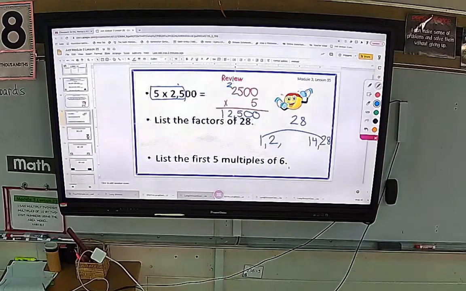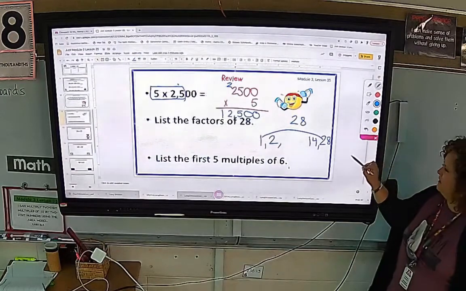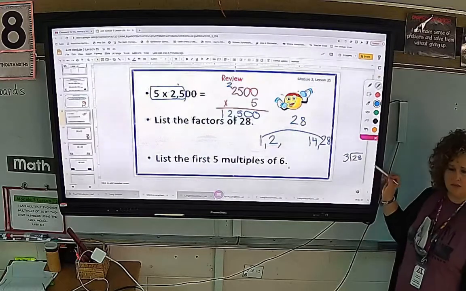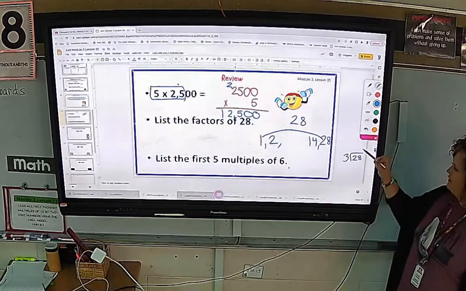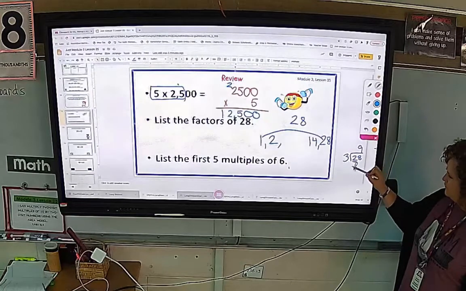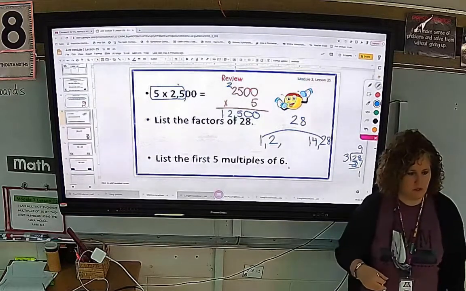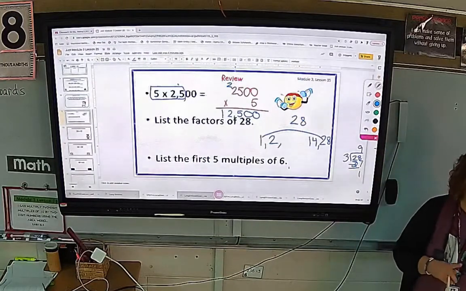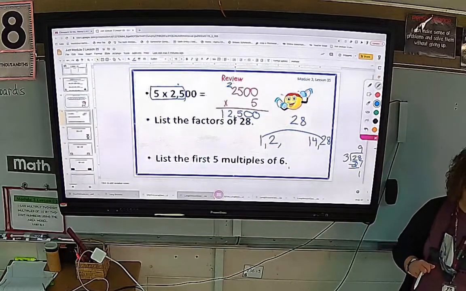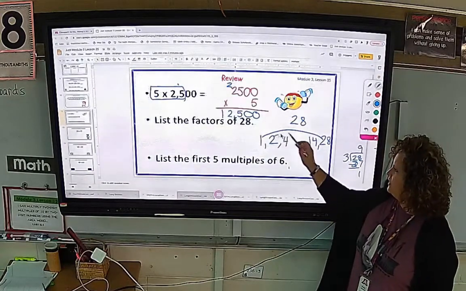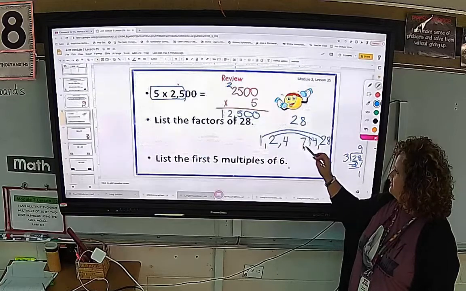All right, let's go to the next digit. Let's go to 3. Can we divide 28 by 3 evenly? No, I don't think so, but what's the closest we can get to 28? 27. It's not going to work out evenly. So no 3s. It's close. Now, 4. You should know 4 too. 4 times what is 28? 7. Okay. So I know a 4, and the 4 and the 7 go together.